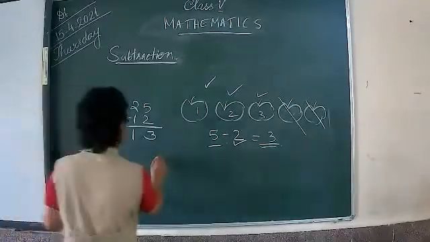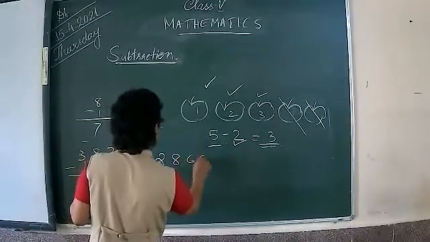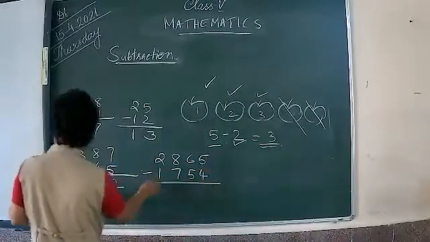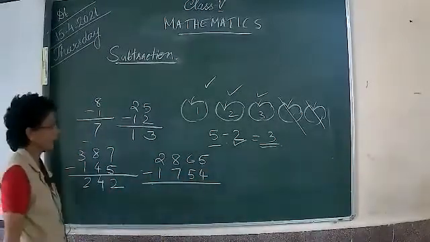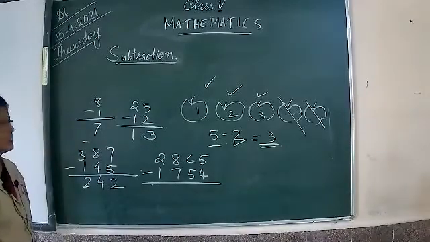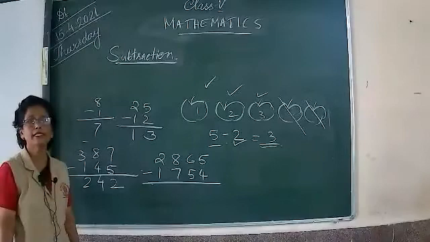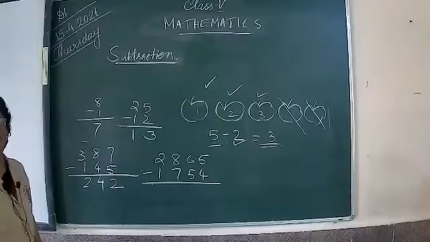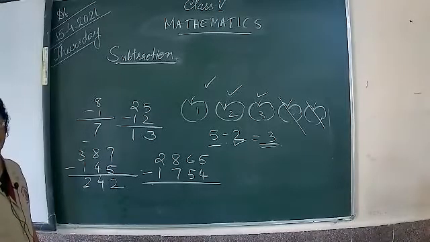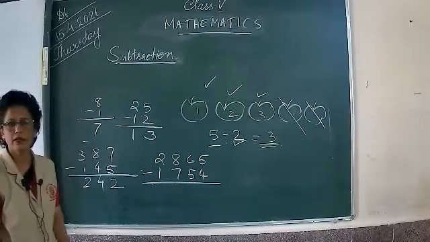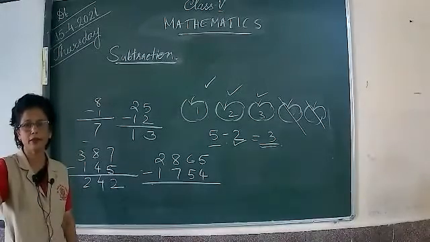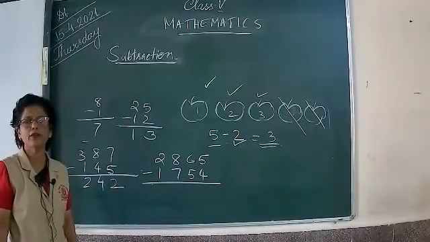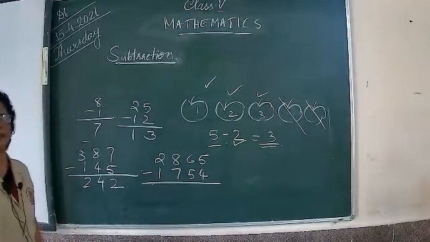Now one more example I can give you. 2865 minus 1754. All of you do that. 2865 minus 1754. Very easy sum. All of you try to do them. I can give you time for that. Everybody has to do. If you are doing, show me a thumbs up. All are doing. Good. Very good, children. All of you have to do. Very easy sum it is, isn't it?